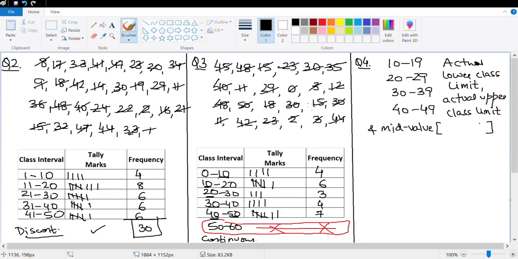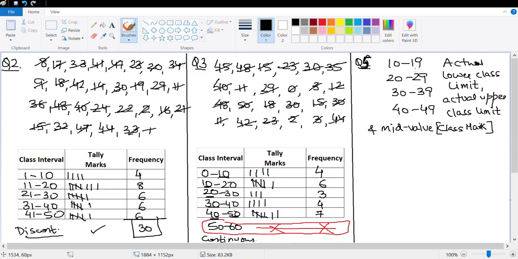Let's look at question number 4. In fact, this is not question number 4. This is question number 5. Sorry, my mistake. Right? So let's look at question number 5. Question 5 says find the actual class, lower class limits and the upper class limits and the mid values. Like I said, mid value is also known as class mark. So I need to calculate the actual class limit, lower limit and upper limit of all these classes.